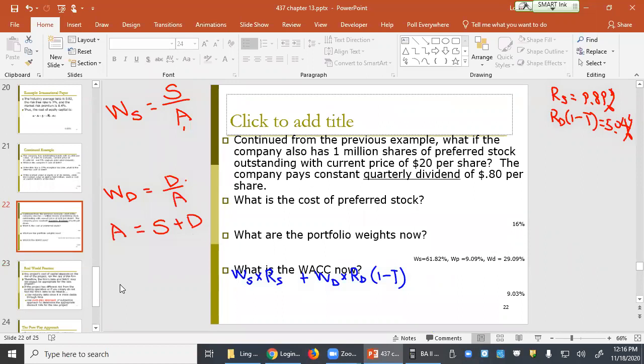So continued from the previous example. What if the company also has 1 million shares of preferred stock outstanding with current price of $20 per share? So rather than being given the market value of preferred stock, we don't know what it is. So that means we have to calculate for it. Okay, P is the market value of preferred stock, and we know that's price per share. How much is the price per share? $20 per share times the number of outstanding shares. You will have 1 million shares outstanding. So that means market value of preferred stock is $20 million.